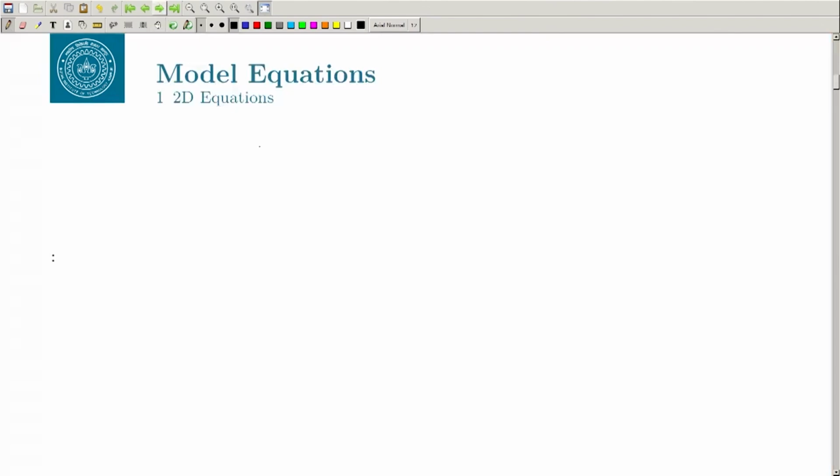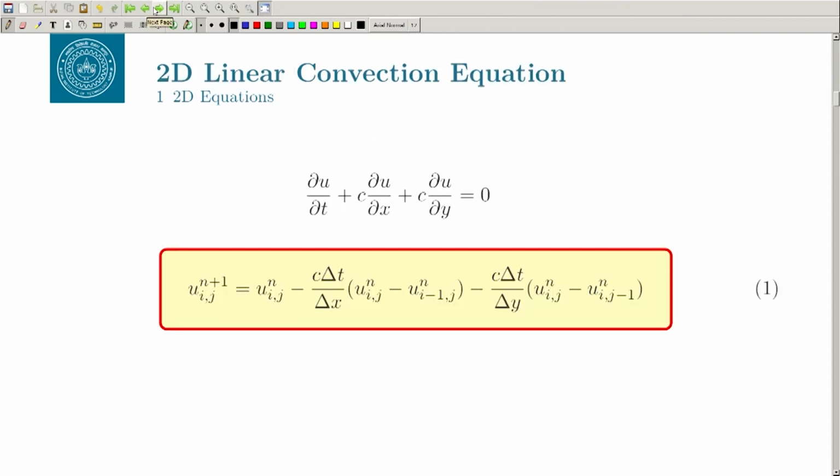For example, if you had del u by del t plus c del u by del x equal to 0, right, this was the 1D flow. Now we can have del u by del t plus c del u by del x plus c del u by del y equal to 0, or you can have del v by del y equal to 0, right. Then it becomes a 2D flow. So, you have things in x also and things in y also. Okay. So, we will solve this equation today.